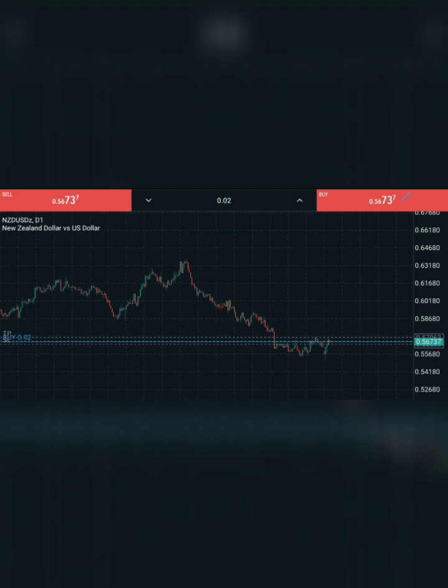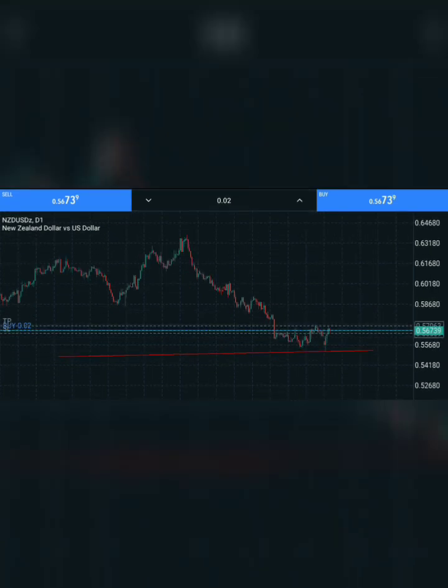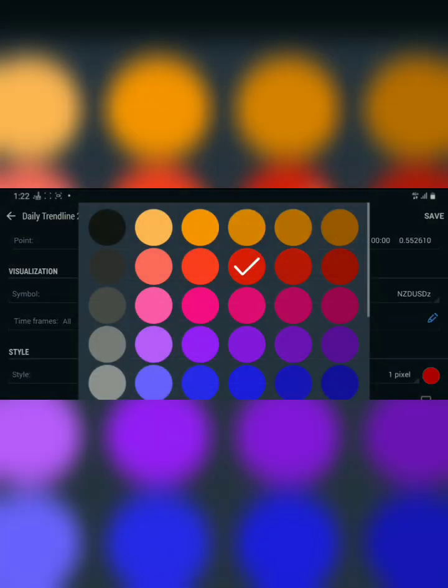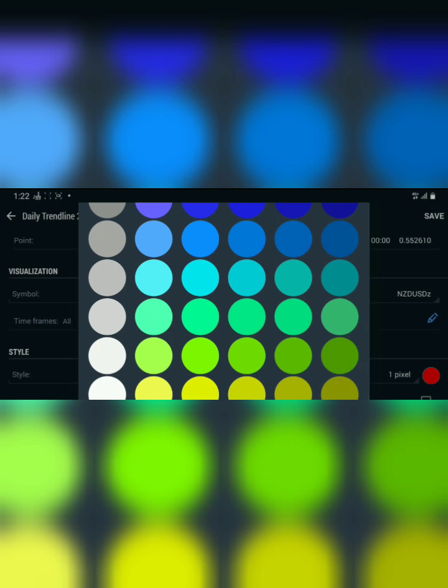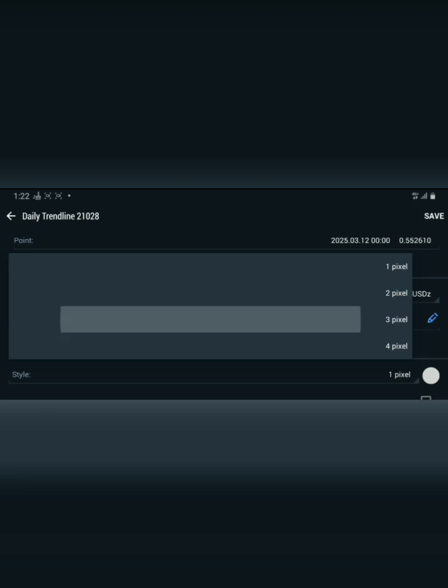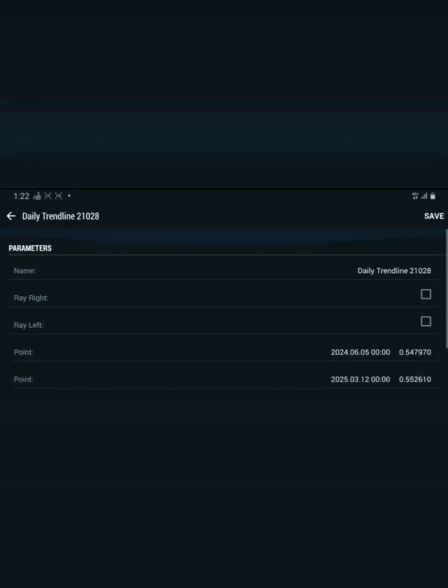Good. Now this is the trend line. You want to put this trend line at a point whereby the market had a turn, right? The point where the market had a turn. I love using the orange color. Let me change the color to orange. I just love the color orange, right? Let me see this one right here. And pixel, let me put it at 3 pixels. Should be okay. Good. Click on save.